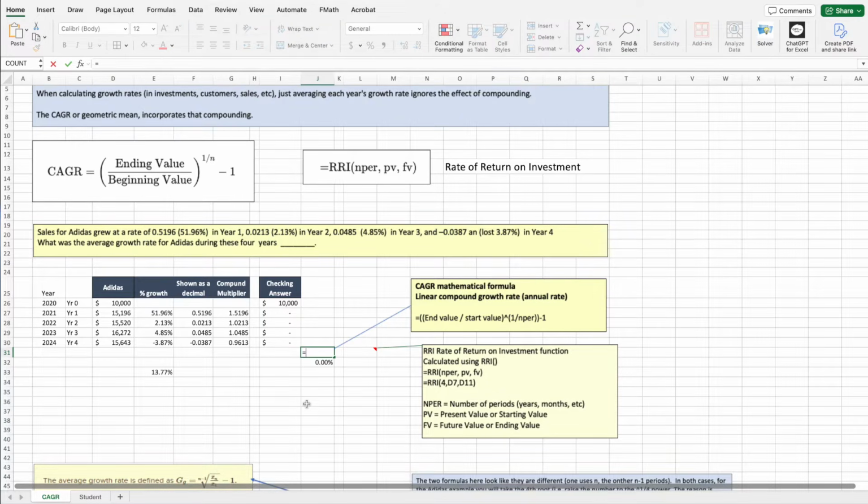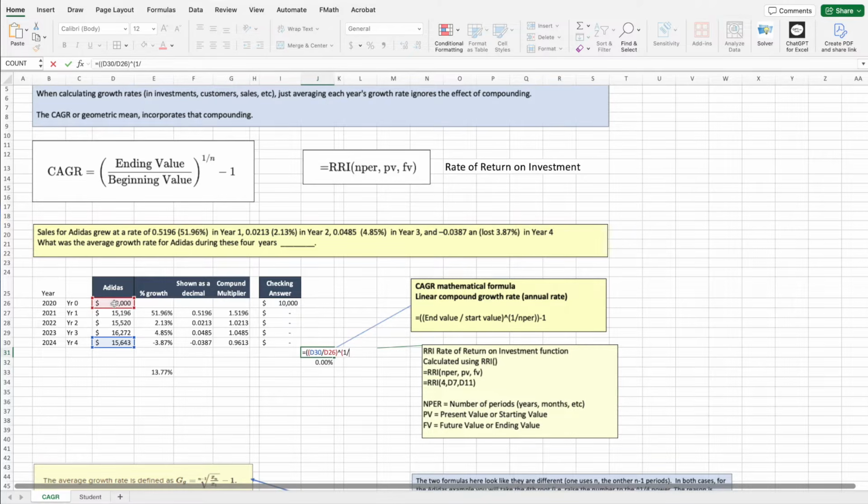So equals, and our formula is 2 parentheses, and it is our ending value. So right here, our ending value up here, 15,000, divided by our beginning value, this 10,000. And it says to the power of, which is this caret symbol above your 6, which is shift 6. You get that caret symbol. And then to the power of 1 divided by the number of periods, NPER, or N. You can see up there on the CAGR formula, 1 divided by N.